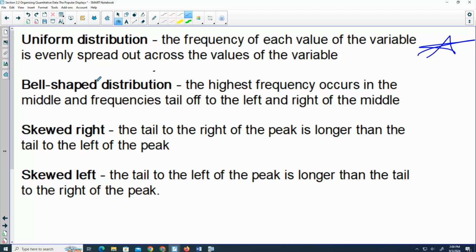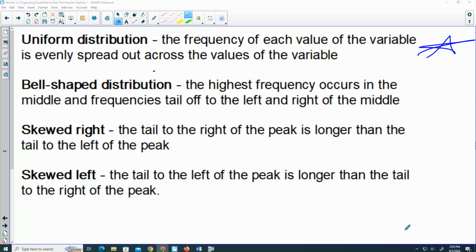Why don't I let you write and then I'll talk. I like the shorthand. You can shorthand, that's fine. Okay, any class. Uniform, they're all the same.